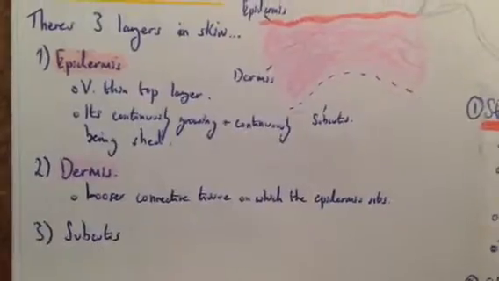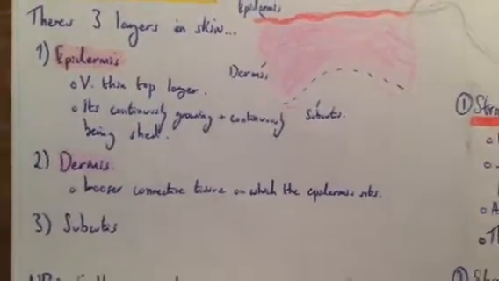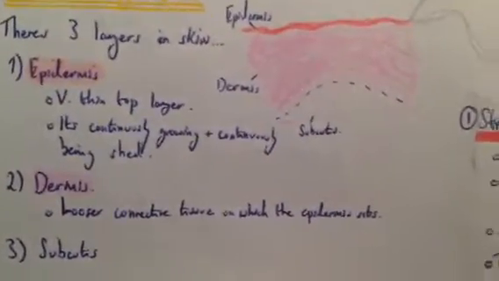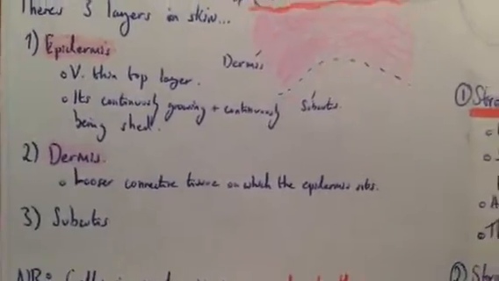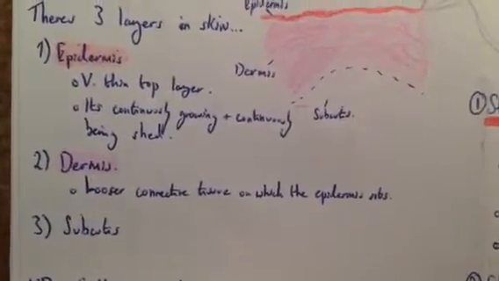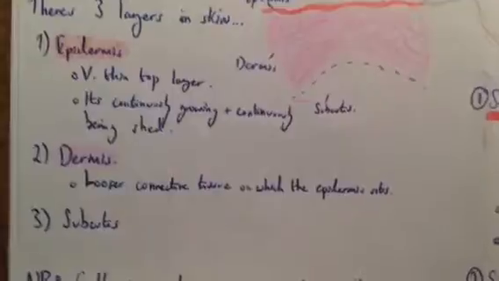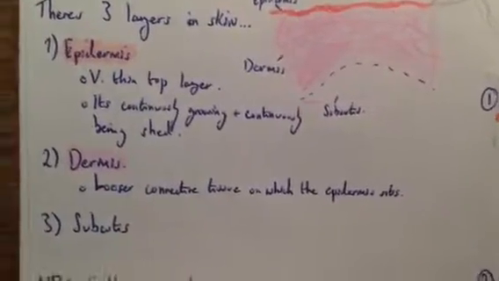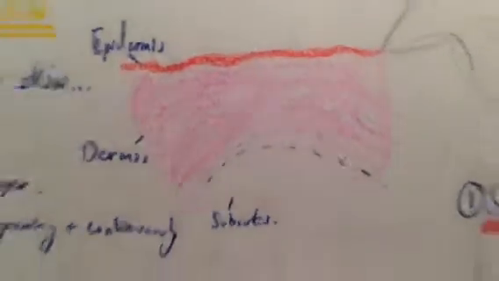It's continuously growing and continuously being shed. The dermis is the looser connective tissue on which the epidermis sits, as we can see in my amazing drawing.